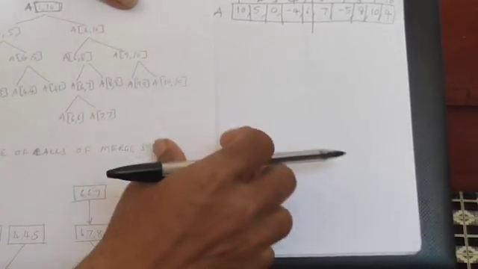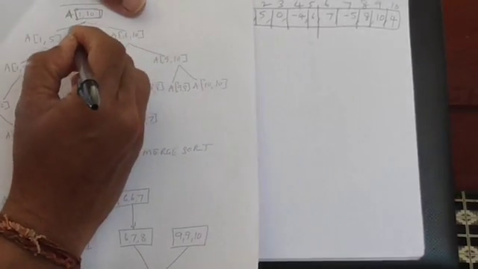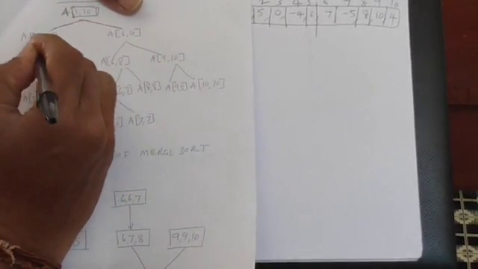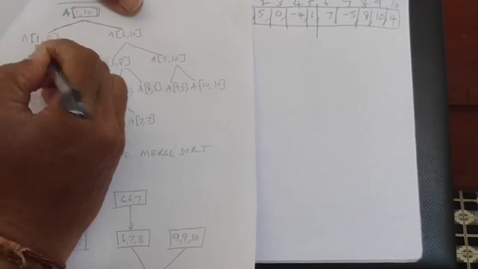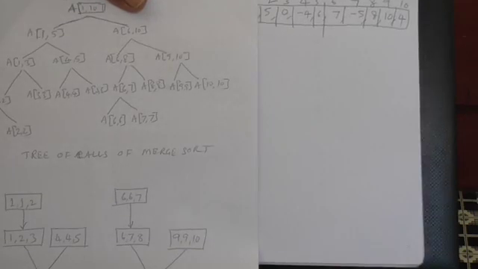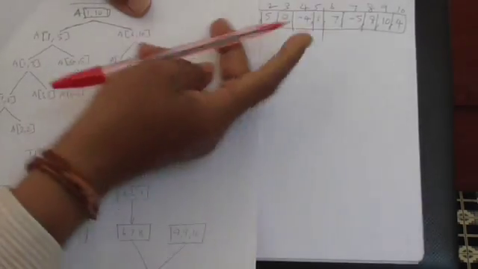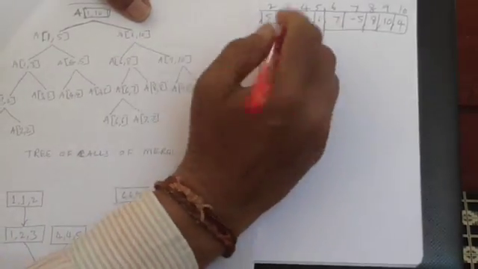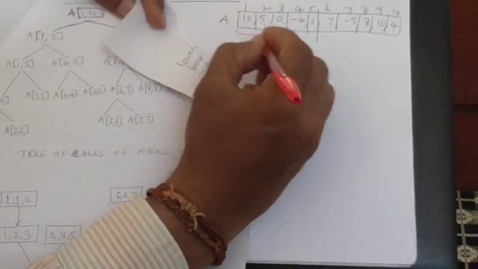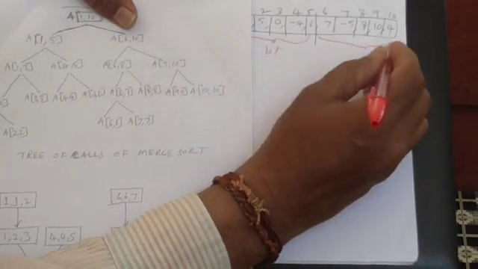So first I split that into 2 parts. The first containing A of 1 to 5, and the second part contains 6 to 10. So this is your first. From here to here it is the first part, and here to here it is the second part.